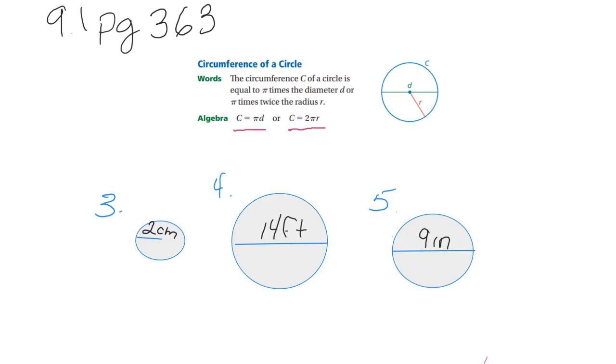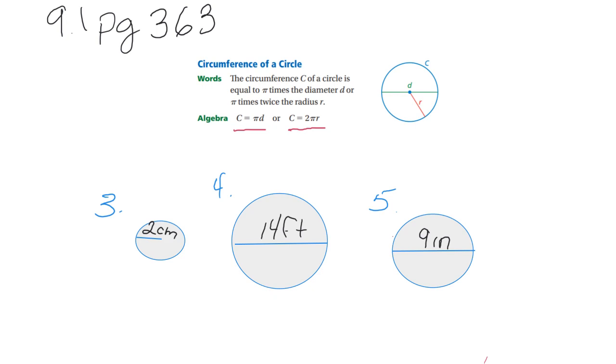All right, so now you're going to pause again and try to solve these before I do it. These are the 3 problems on page 363. First, you have a circle with a radius of 2 centimeters, one with a diameter of 14 feet, and one with a diameter of 9 inches. You're going to try to find the circumference of all of these. So pause, try to do those, and then check your answers back with me.